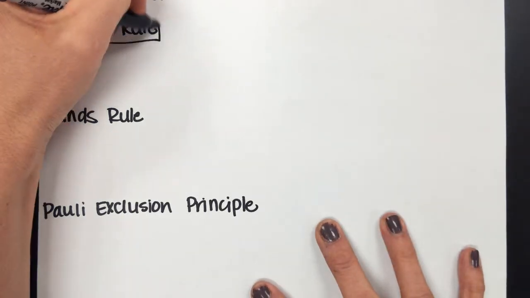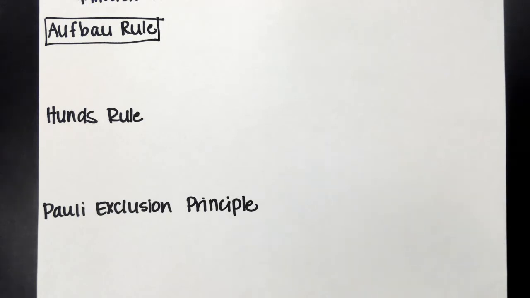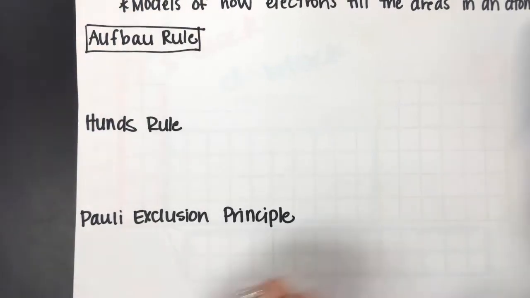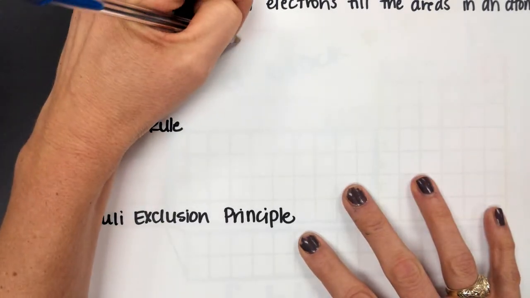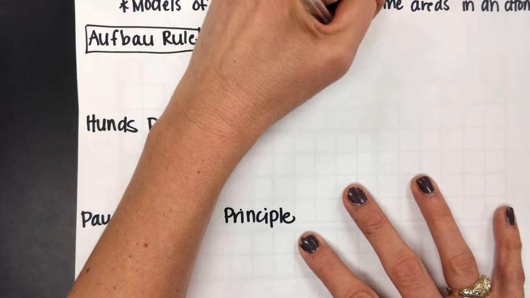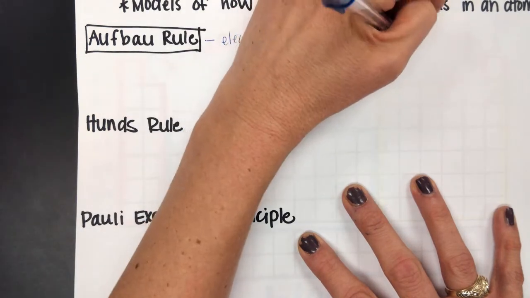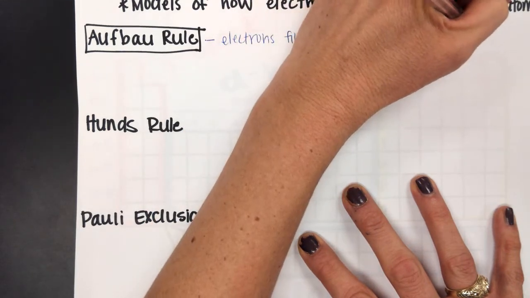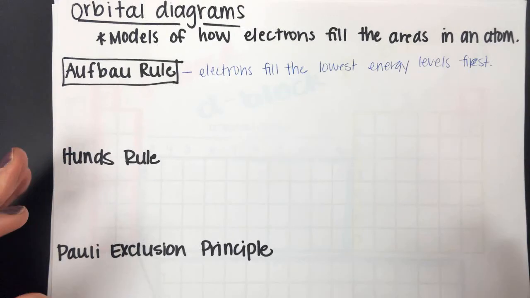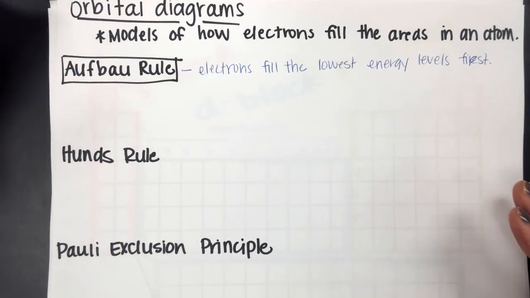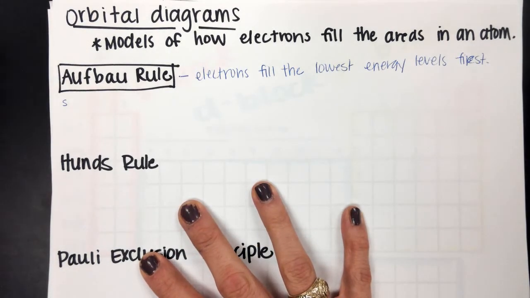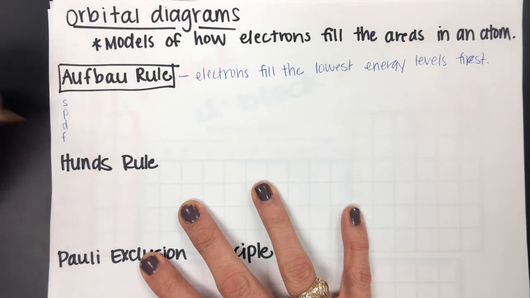Okay, so the Aufbau rule is that electrons fill the lowest energy levels first. And that doesn't even just mean in energy level 1, energy level 2. That applies to your sublevels as well. So sublevel S is your lowest energy of all of the sublevels, then P, then D, and then F.